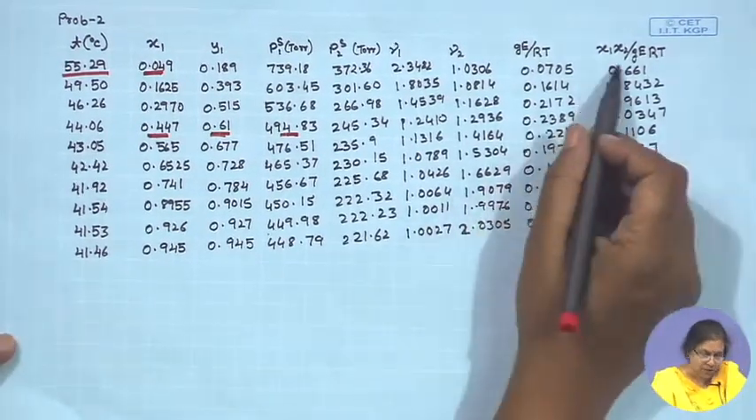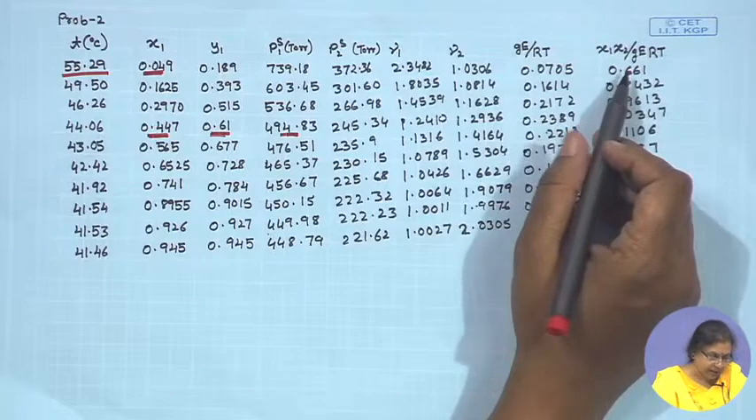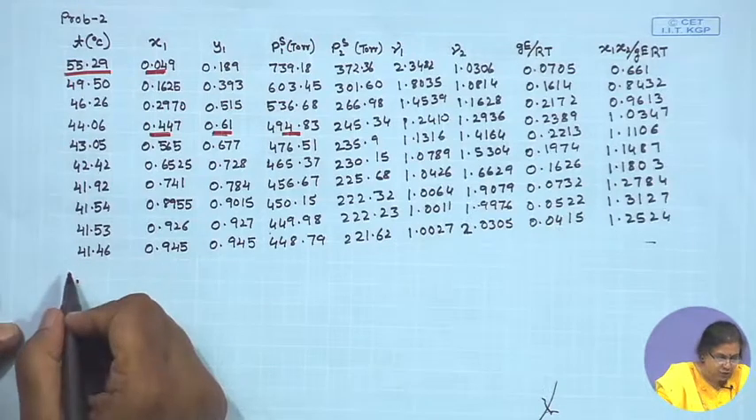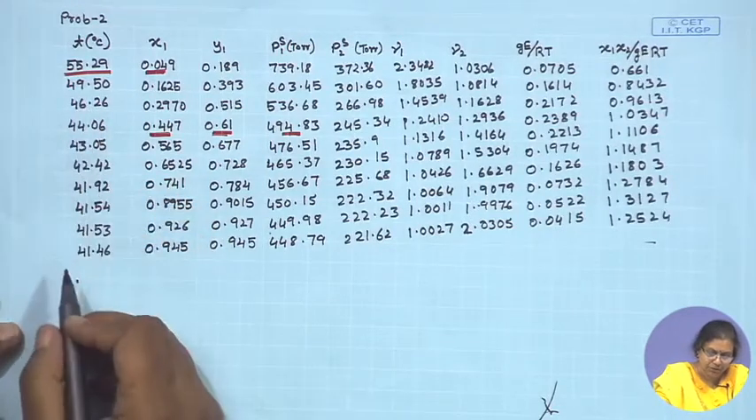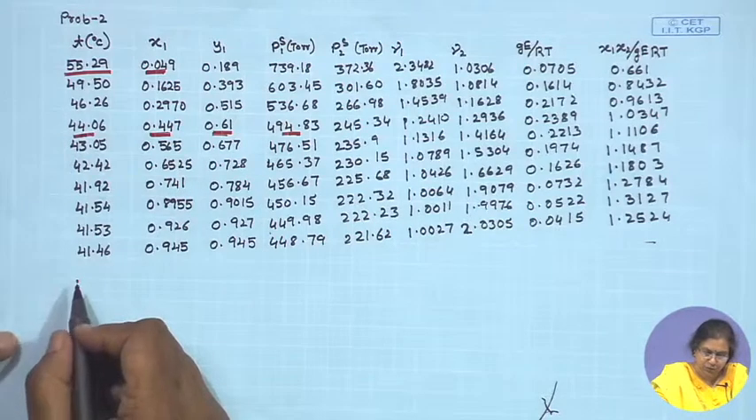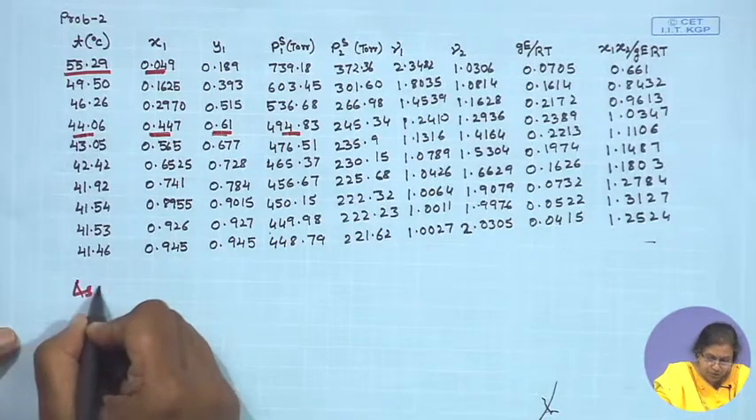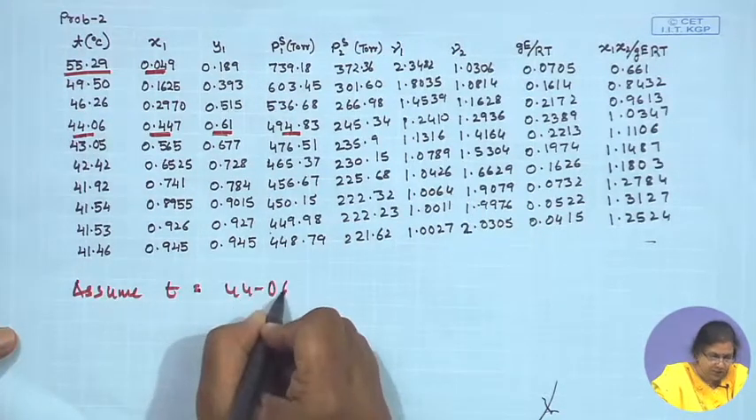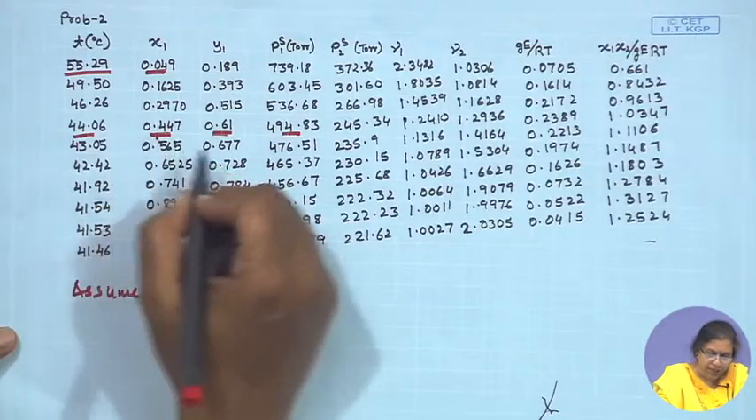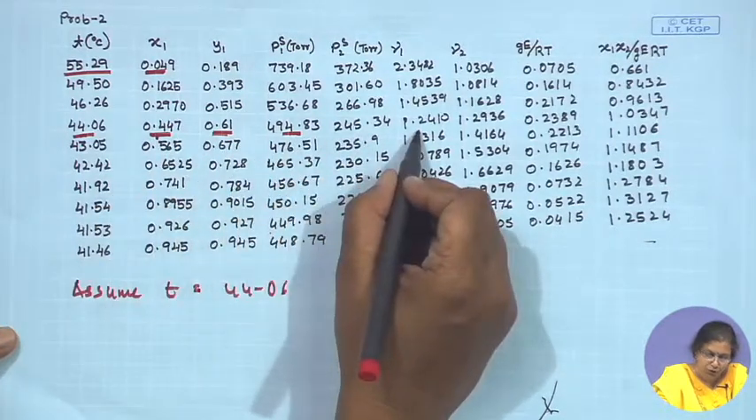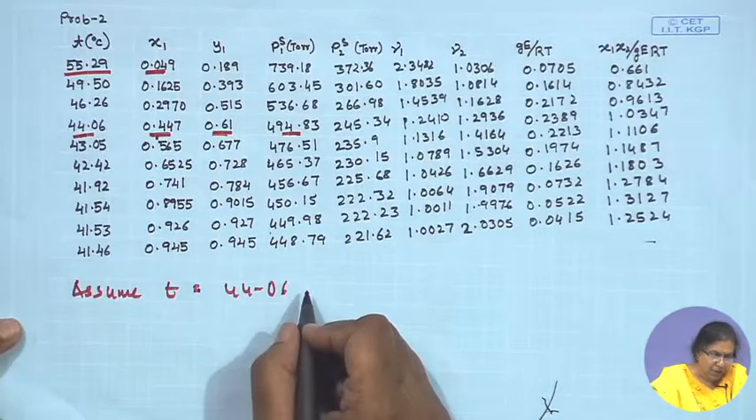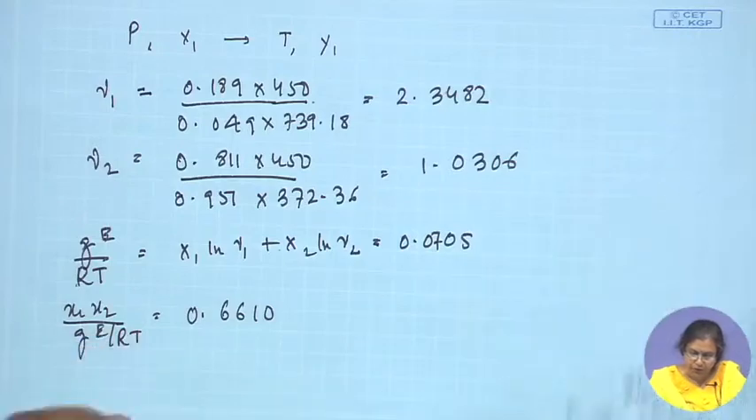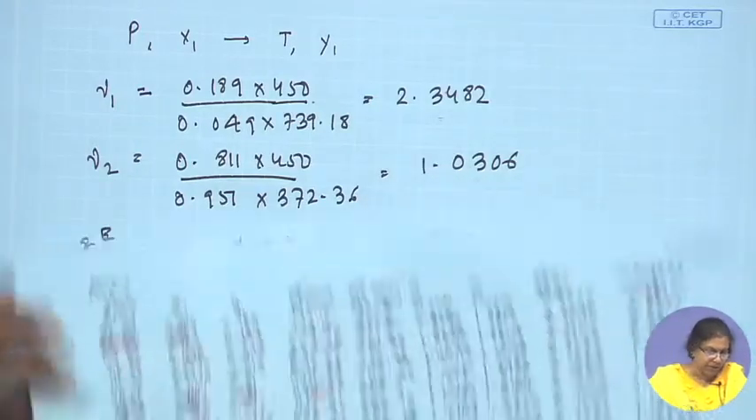How to do it? Once you know this x1, x2 by this particular value, initially let us assume some t. Let us assume the t which is already provided here, which is 44.06. So, we can assume t equals to 44.06. x1 is 0.447, gamma 1 we have already found out, it is 1.24, and gamma 2 equals to 1.28. These things we have already found out from here, the gamma 1 and gamma 2 values.